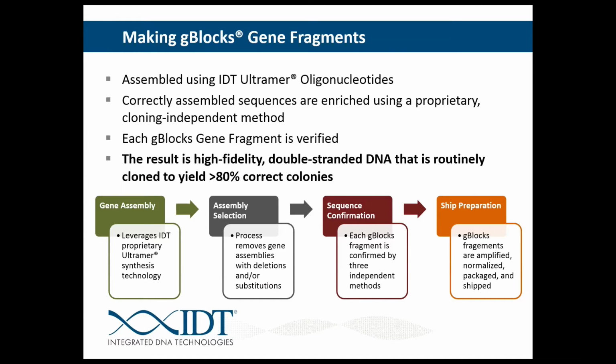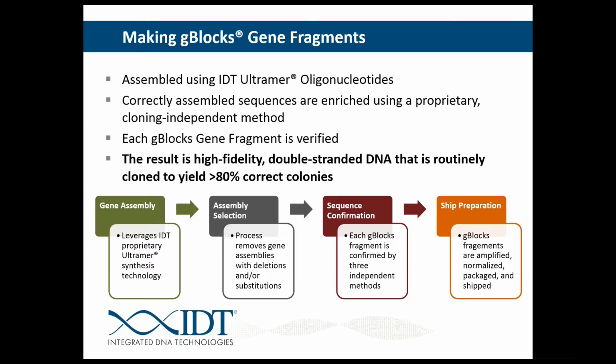Before I jump into that, I'll tell you a little bit about how we make gBlocks. We start with our Ultramer oligonucleotides, which are oligonucleotides of the highest fidelity that we can possibly make. This allows us to make long oligonucleotides that are very accurate, and we use these as the base of assembly for gBlocks Gene Fragments. Once we assemble these with our oligos, we run them through a process that selects for the correct products and eliminates deletions, substitutions, and truncated products. We then confirm that the sequence is correct using 3 independent confirmation methods. Once that confirmation has been done, we amplify, normalize, and ship these products out to the customer.